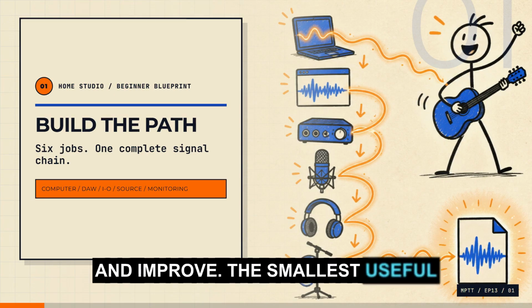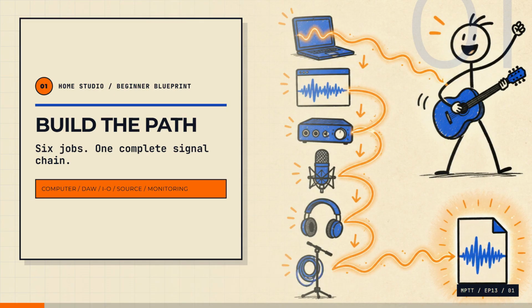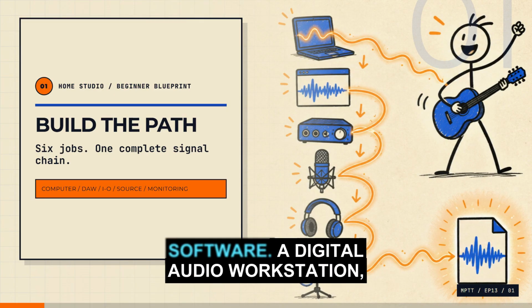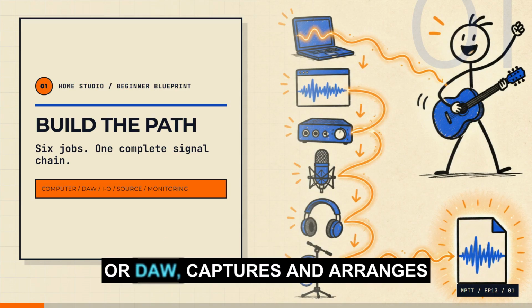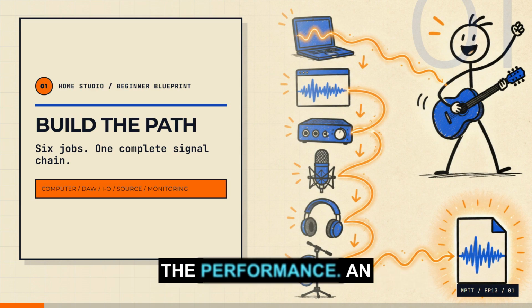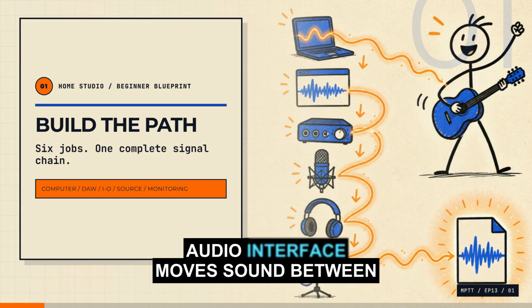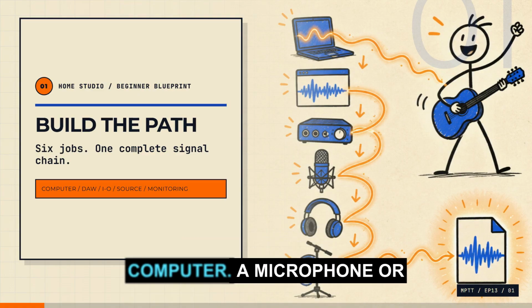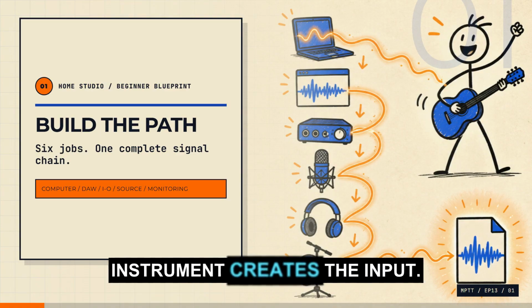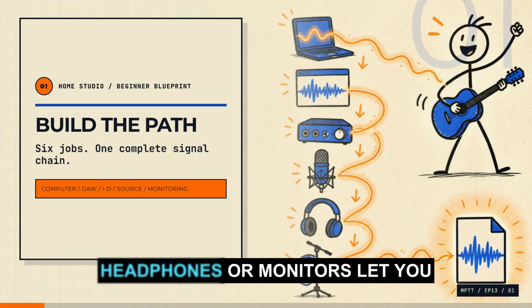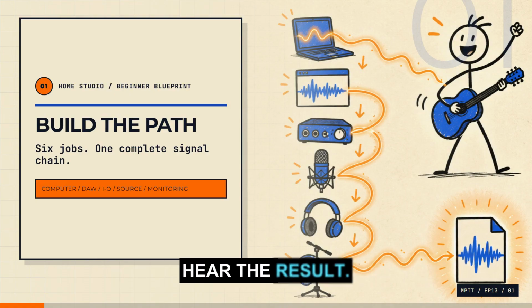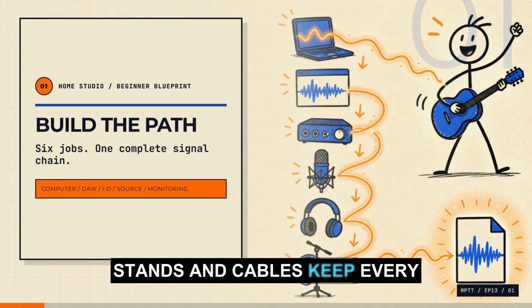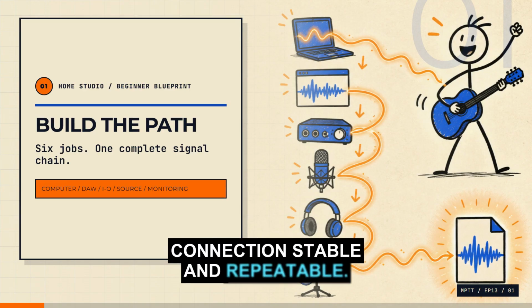The smallest useful path has 6 jobs. A computer runs the recording software. A digital audio workstation, or DAW, captures and arranges the performance. An audio interface moves sound between the analog world and the computer. A microphone or instrument creates the input. Headphones or monitors let you hear the result. Stands and cables keep every connection stable and repeatable.